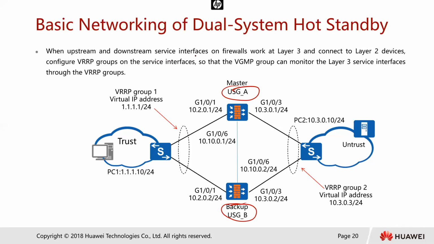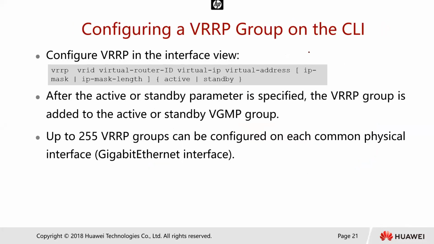When upstream and downstream service interfaces of a firewall work at layer 3 and connect to layer 2 devices, configure VRRP groups on the service interfaces, so that the HRP group can monitor the layer 3 service interfaces through VRRP groups. How to configure this on the command line? I'm not going to take a lot of time.